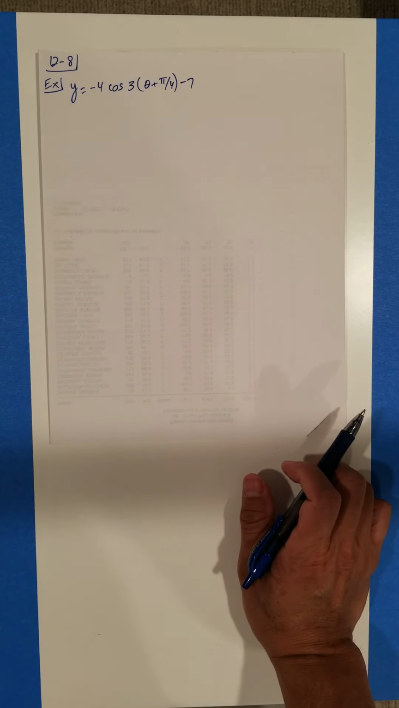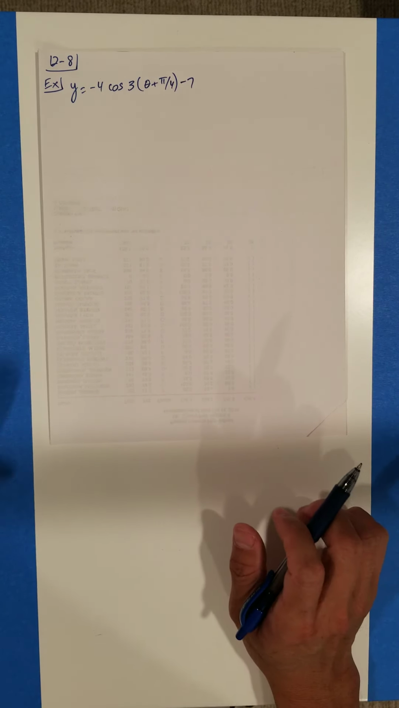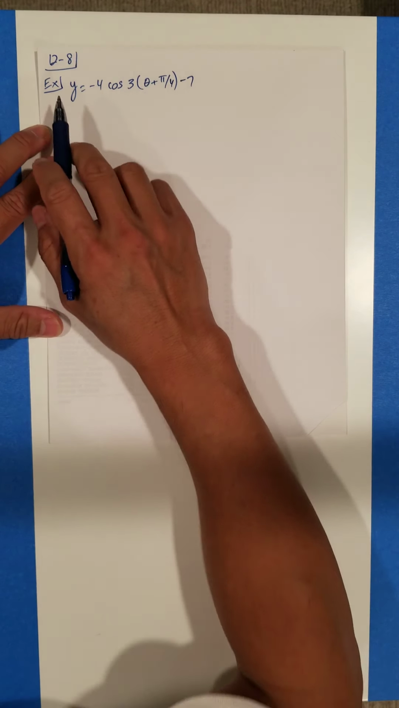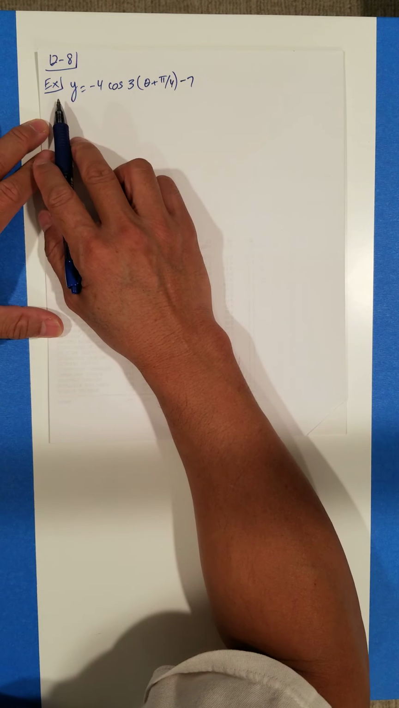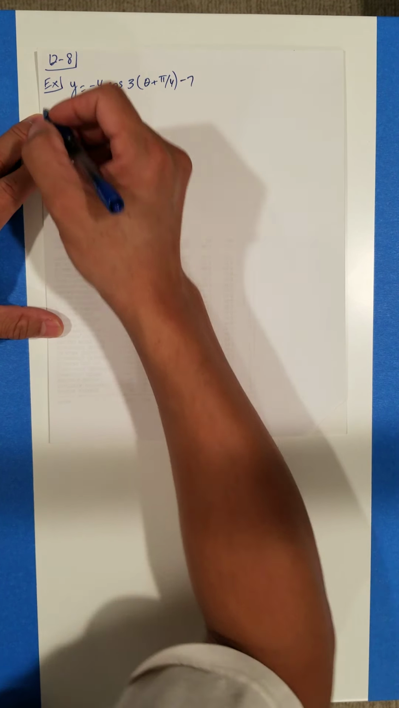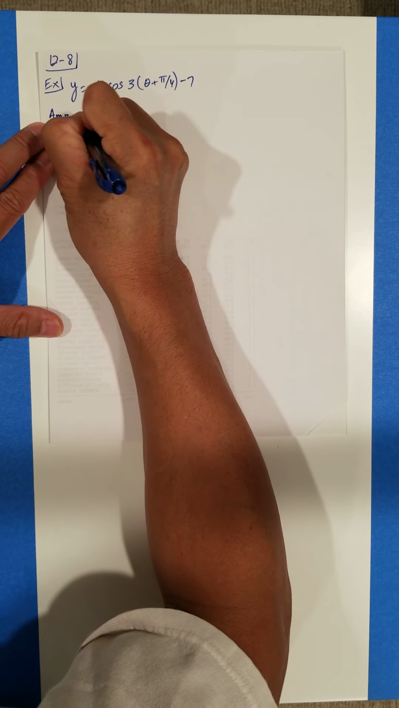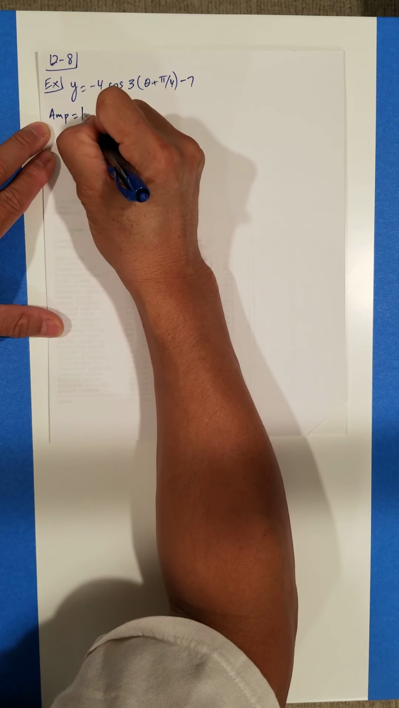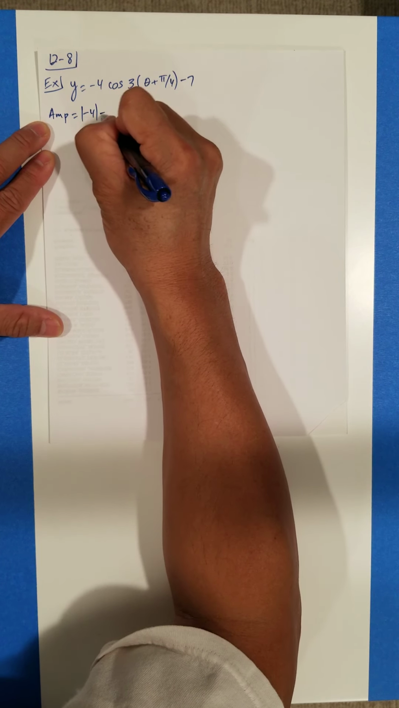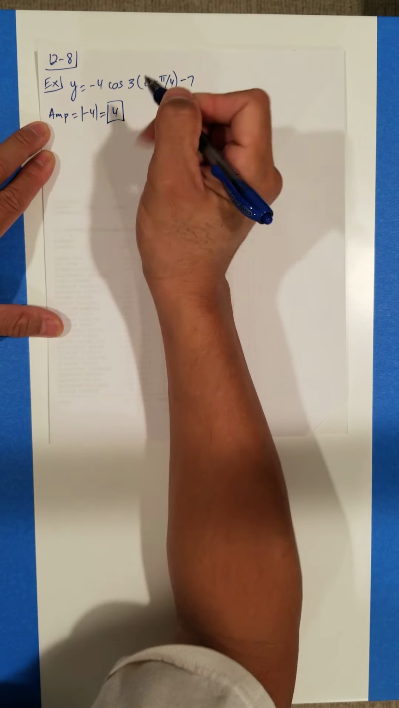All right, guys. So here's our next example of how to graph. Chapter 12, part 8, section 8. Here's my equation. Okay, let's get started. First, we gotta find the 7 important items. Okay, amplitude, absolute value of -4, which is 4. Number 1, we found amplitude.